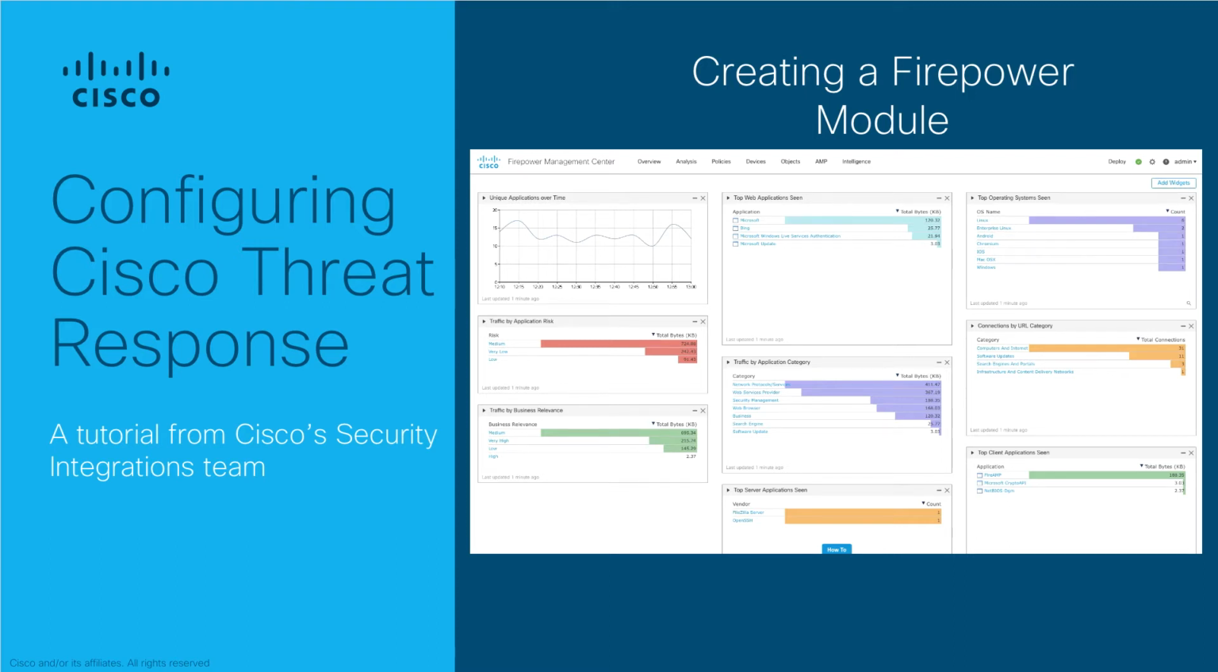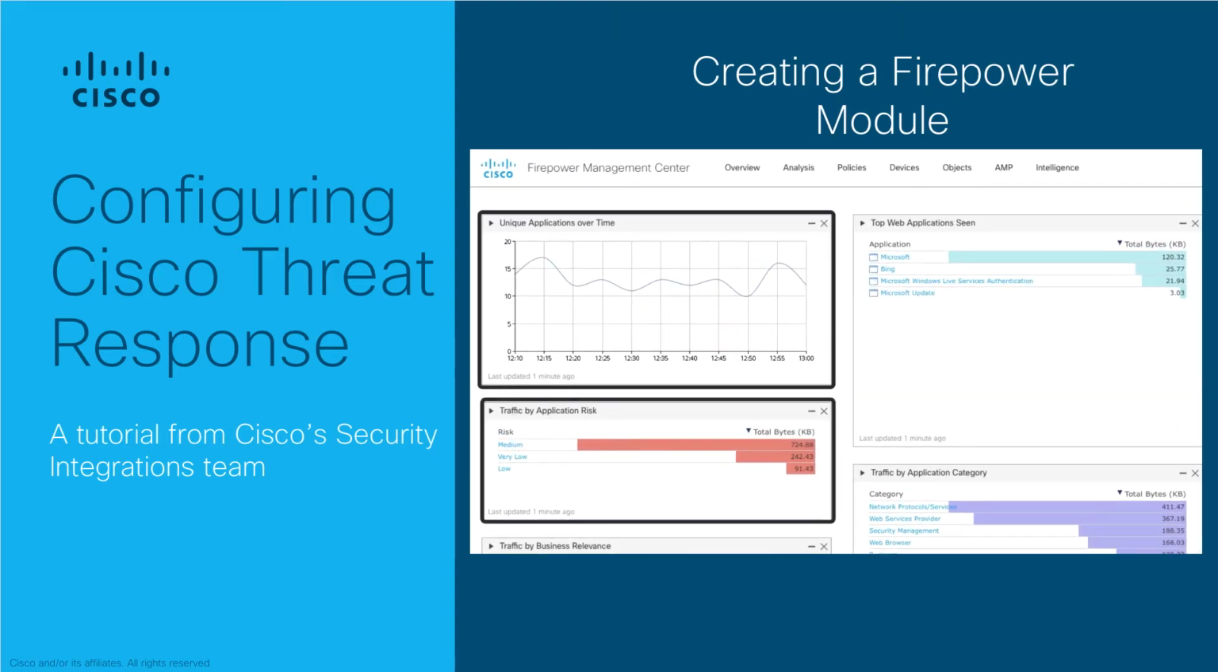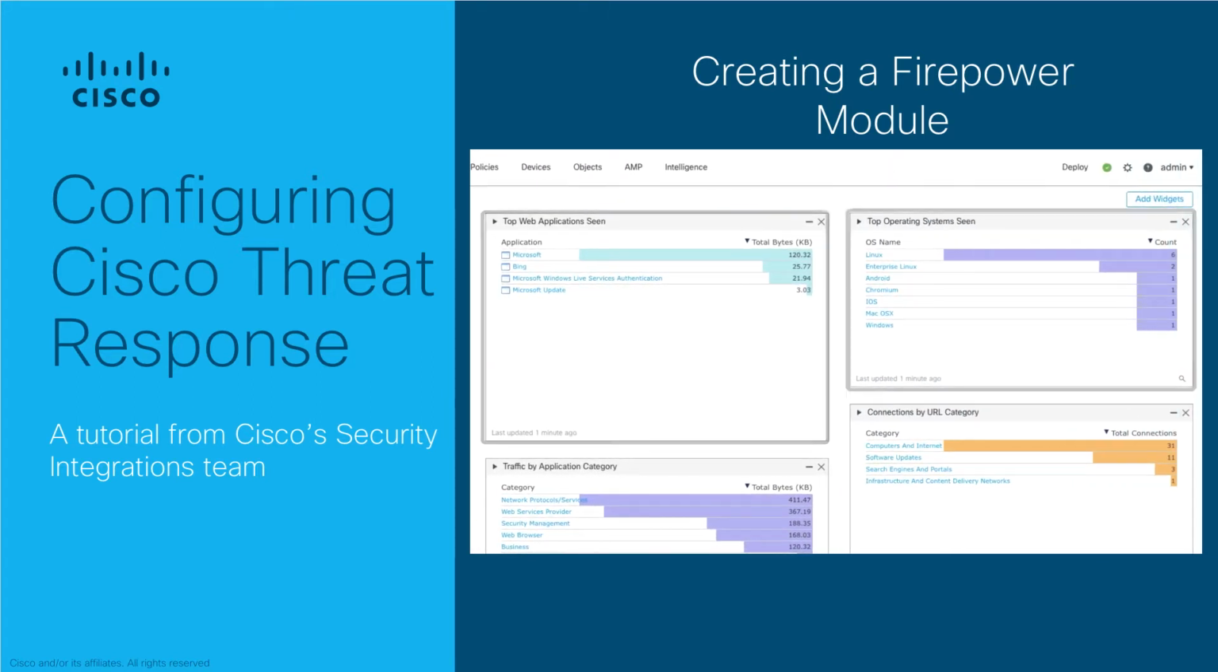Welcome to another episode of Configuring Cisco Threat Response. I'm Adi Shankar from Cisco's Security Integrations team, and in this tutorial, we'll walk through configuring the Firepower module in Threat Response. Firepower devices can be managed using the on-box Firepower Device Manager or using a separate appliance called Firepower Management Center. Both management methods can send events directly to the cloud or via syslog server acting as a proxy. This video will focus on sending events directly to the cloud from Firepower Management Center.